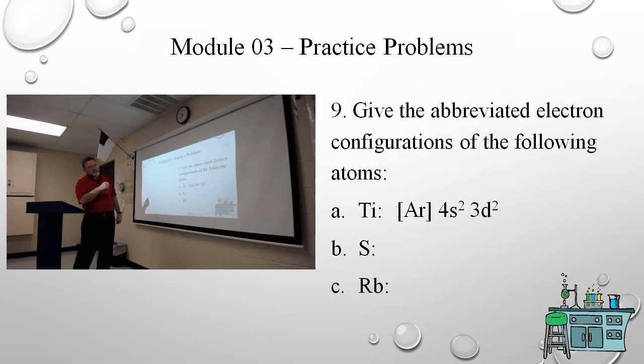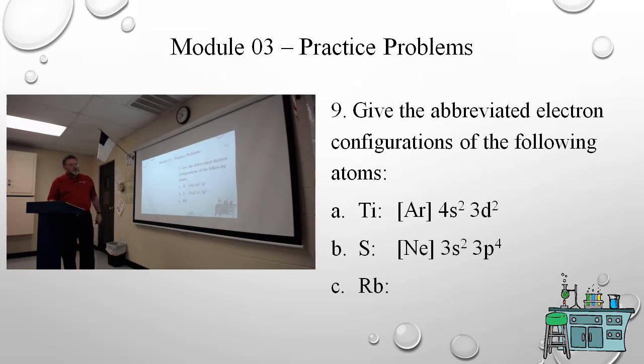S, sulfur, atomic number 16. Is that right? Yep, 16. Preceding noble gas is neon, so we're going to count up from neon with 3s2, 3p4.